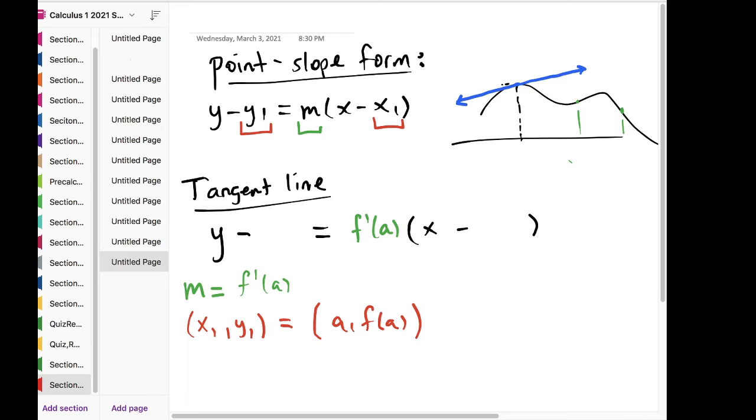The point is a and f of a. And the slope of this line is f prime of a. So that's it. That's the equation of a tangent line at a point. Okay, so any questions about that? So again, there's nothing new here, right? This is just using information that we know about the derivative. Okay. So let's do an example.